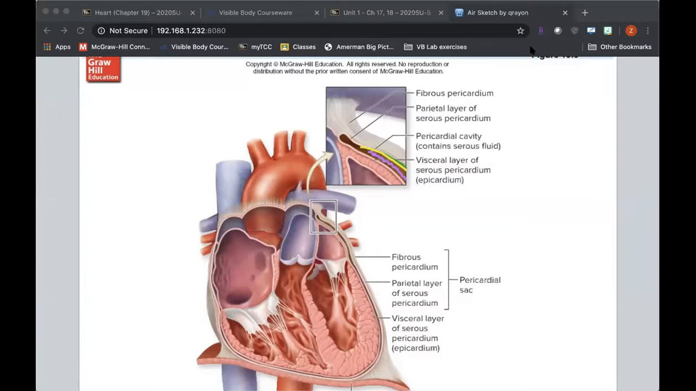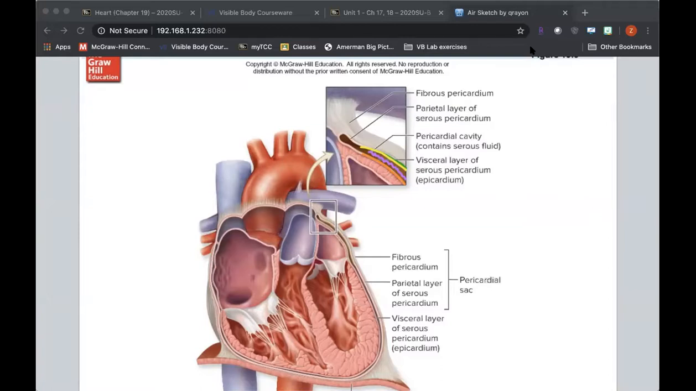Okay, so that's my orange line. That's the visceral layer of the serous pericardium. The yellow-green line, as I tried to draw over the green with my yellow, that's your parietal layer. The squiggly purple line, that's the pericardial cavity. And then the orange line is the visceral layer of the serous pericardium.